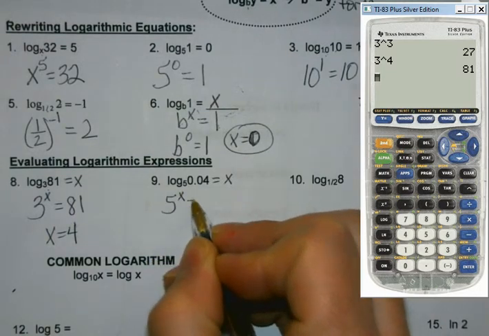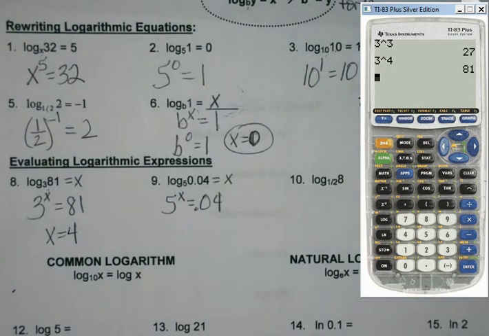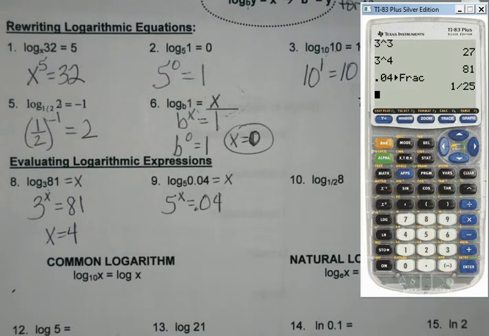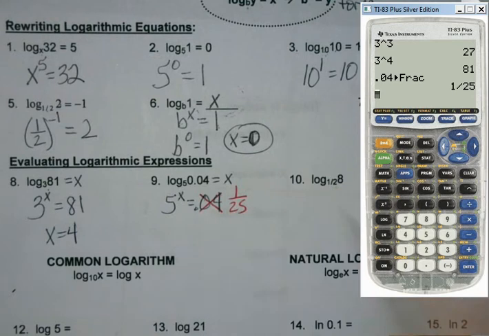Five to the x equals 0.04. You're like, well, what the? Okay, let's simplify some things. Do you know what 0.04 as a fraction would be? If not, take that decimal, put it in and hit math, enter, enter, which is 1/25, okay? So now, let's think about this for a second.